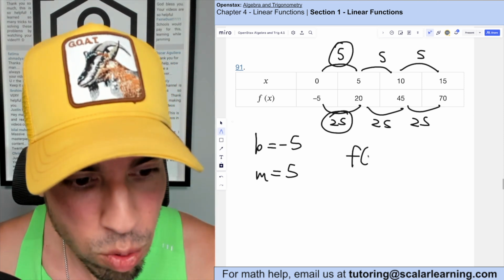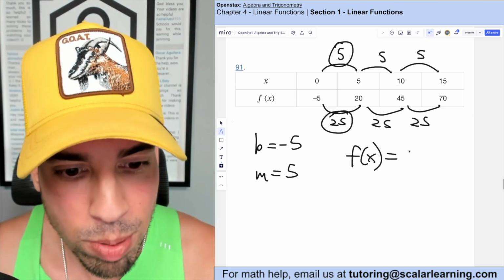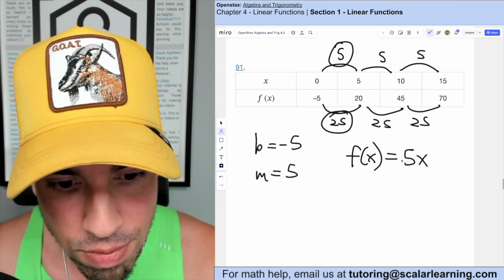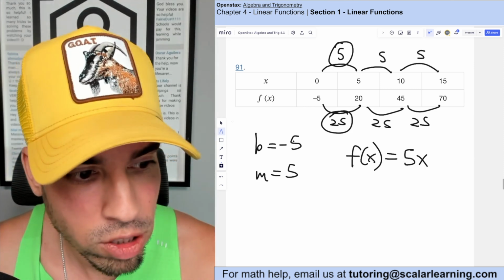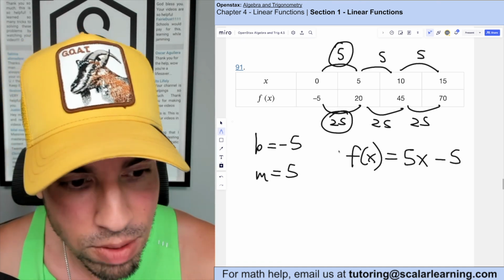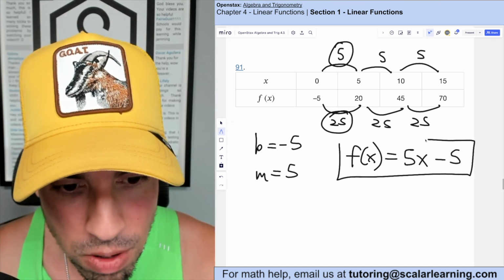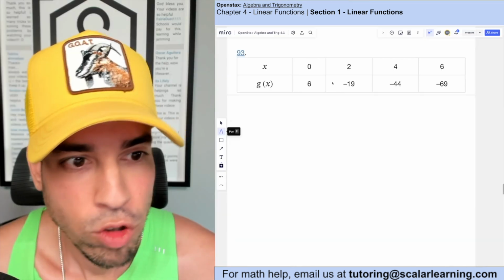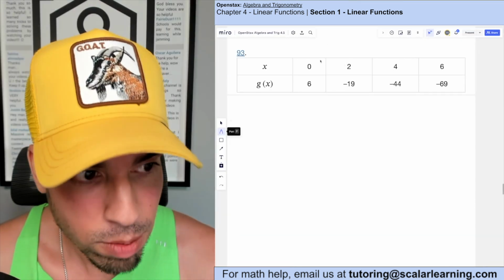Now to get the final equation in slope-intercept form, we put my slope next to the x, 5x, and then plus the y-intercept, which is negative 5. So I can just say minus 5 or plus negative 5. Either way, there is the winning function. Boom, done.